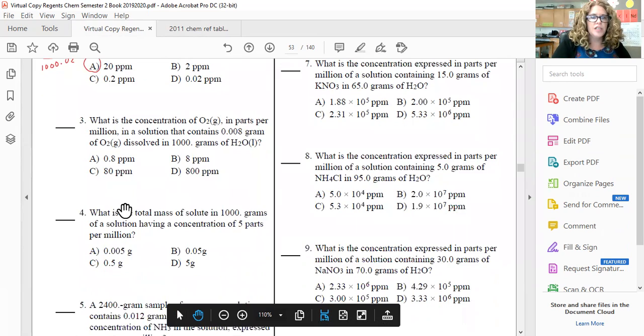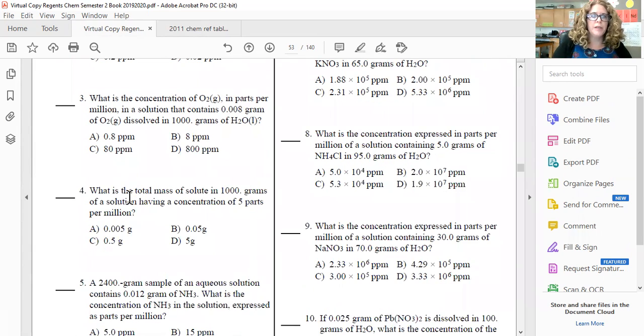Now, what is the concentration of oxygen in parts per million of a solution that contains 0.008 grams of oxygen? So that's the solute, right? Solutes do not have to be solids. Solutes can be gases. Divided by, now I have 1,000 grams of water. Again, not the solution. I have to add that oxygen mass to the water mass.